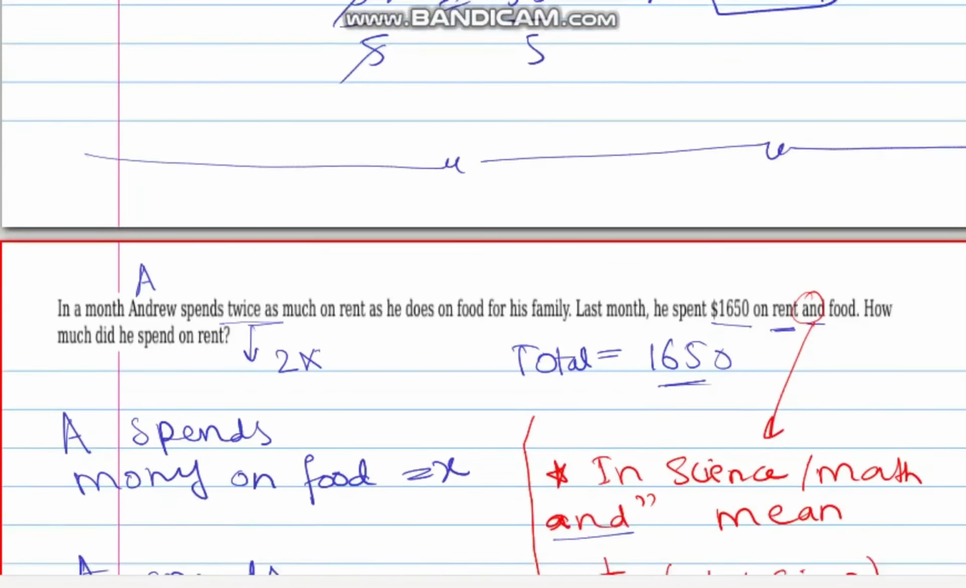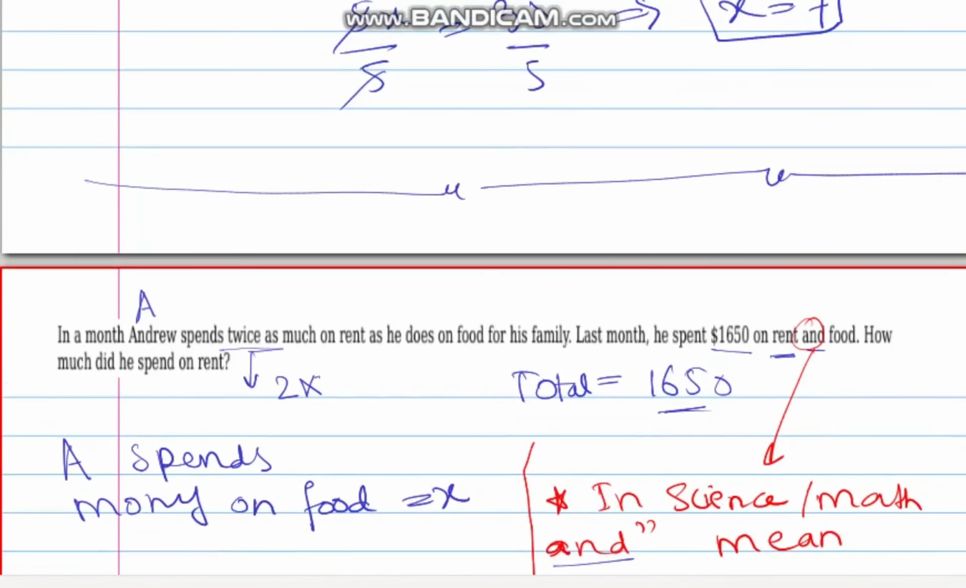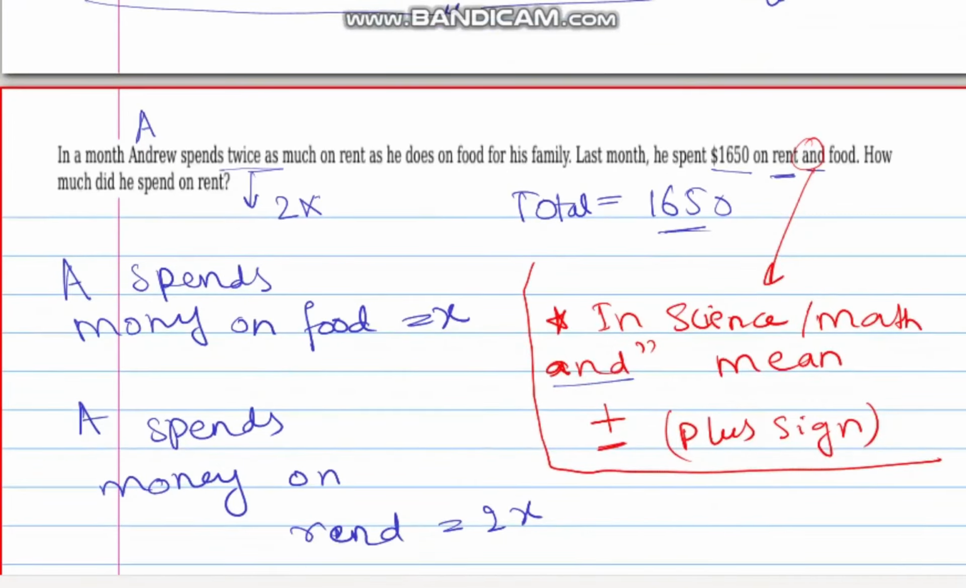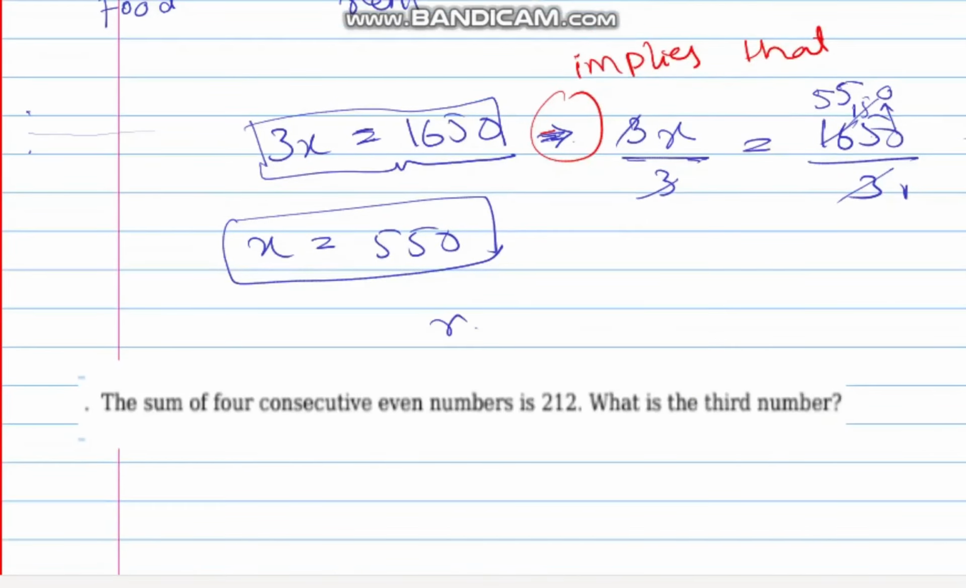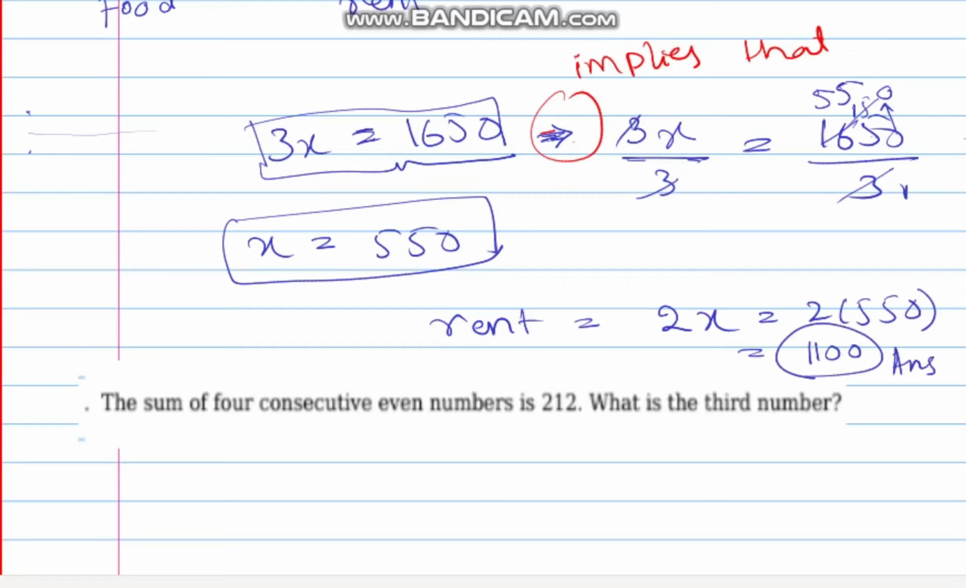Now I will move to the question. How much did he spend on the rent? Okay, what is the rent basically? Rent is basically 2x. Now please multiply. Rent is equal to 2x, and x is basically 550. I will multiply 550 by 2, and you will get the answer. What will be the answer? Tell me. It will be 1100. Okay, this will be your answer, and this is your simple question.